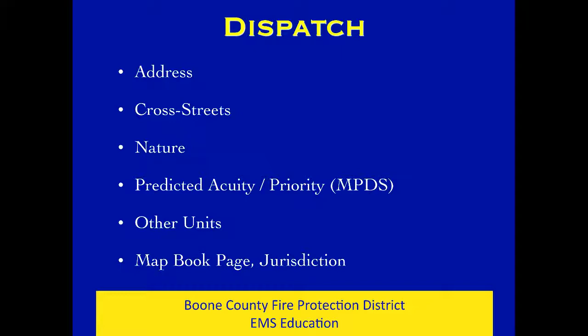So your dispatch will, in almost every system, include an address where you're supposed to go and cross streets, and then the nature of the call, and that varies from system to system in terms of how detailed they get, but chest pain or seizure or motor vehicle crash or something.